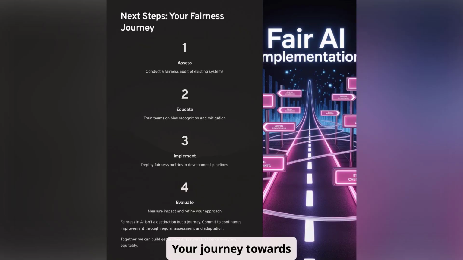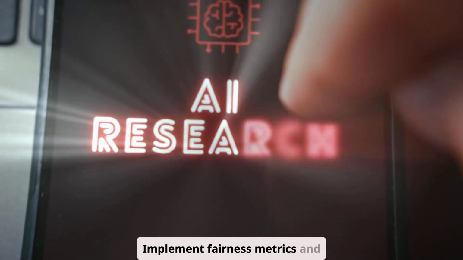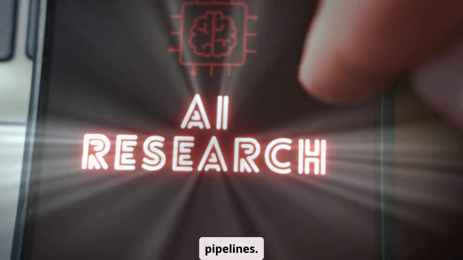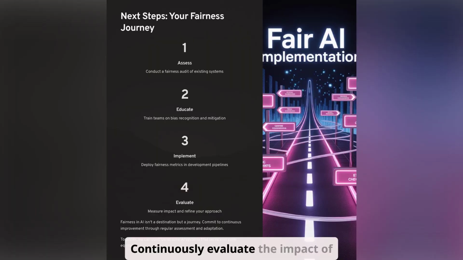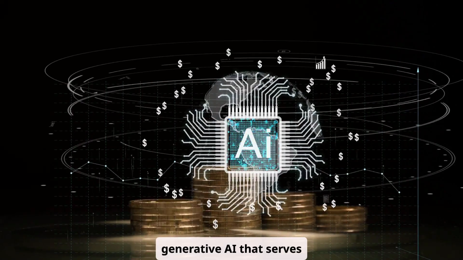Your journey towards fairness in AI is continuous. Start by assessing your current systems for bias. Educate your teams on recognizing and mitigating bias. Implement fairness metrics and processes in your development pipelines. Continuously evaluate the impact of your efforts and refine your approach. Fairness isn't a destination, but a commitment to building generative AI that serves everyone equitably.